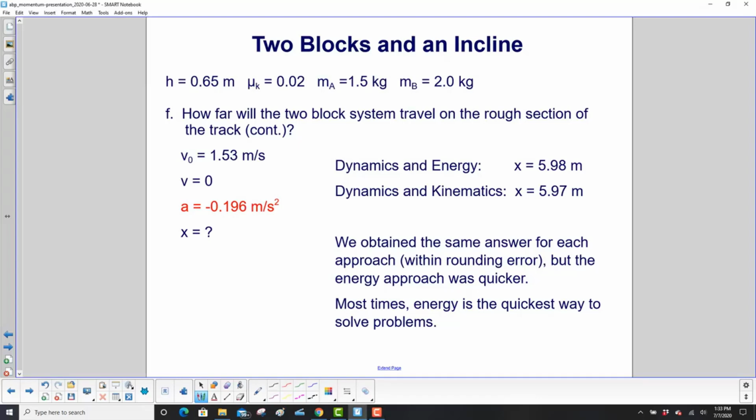So we had our two approaches. Dynamics and energy found a stopping distance of 5.98. Dynamics and kinematics found 5.97. Now that doesn't mean they came up with different answers. That's basically the same answer because we did different calculations with different roundings. But which was quicker? Most of the time, or you can just say many times, dynamics and energy works quicker than dynamics and kinematics.